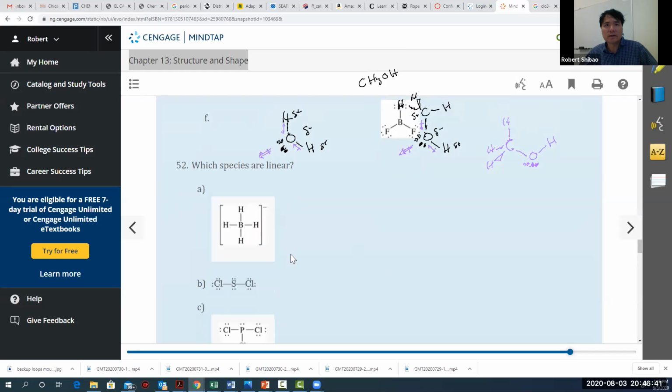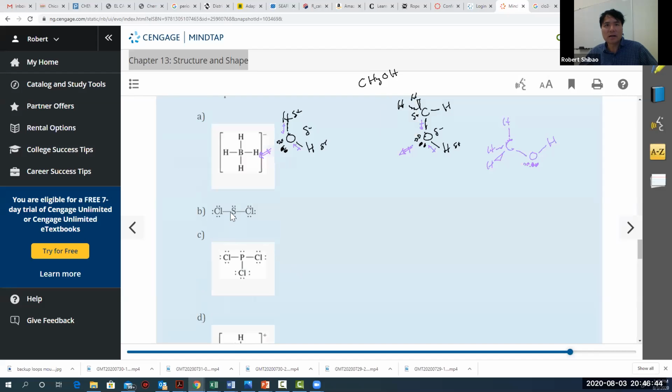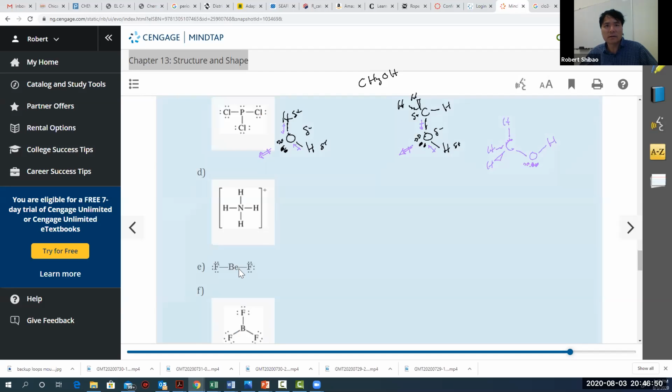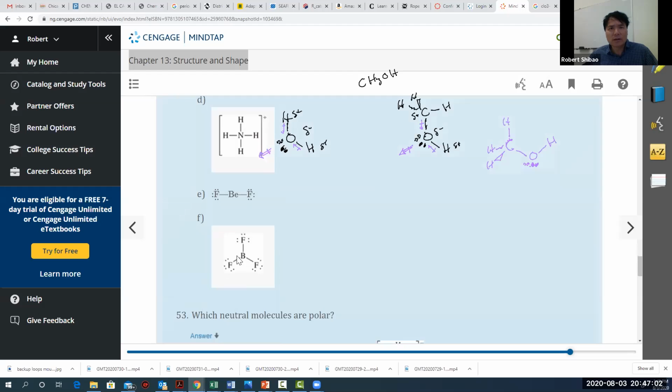Which species are linear? Not this. This is not linear. This is bent because of the two lone pairs. This is not linear. This is not linear. This is linear. Now, beryllium, like boron, doesn't get an octet. Beryllium's a metal, and so beryllium and boron do not have an octet like this. If we look at this boron, boron does not have an octet because boron would have to take electrons away from fluorine. Well, fluorine's the most electronegative. Boron's not going to be able to do that successfully.